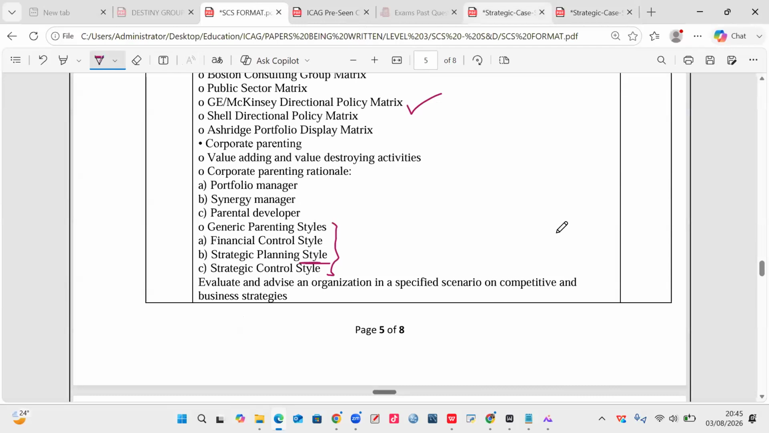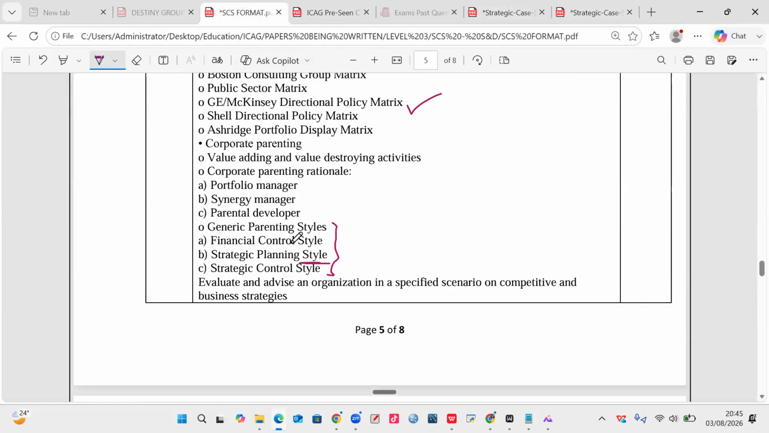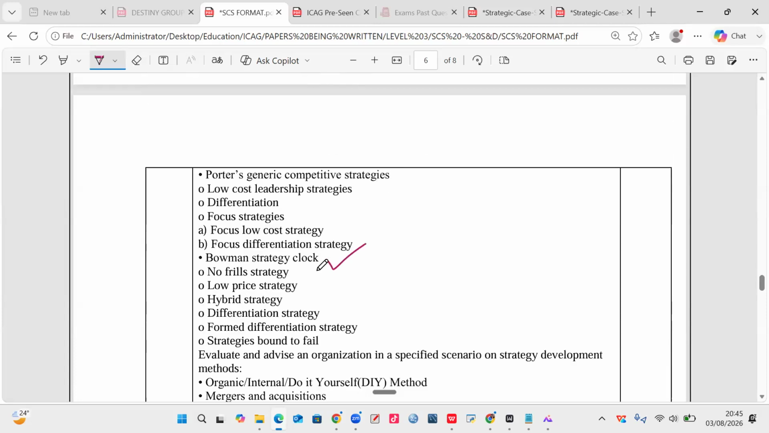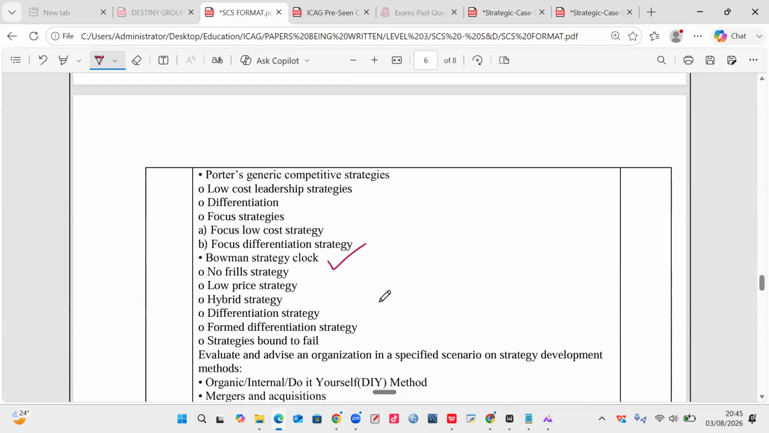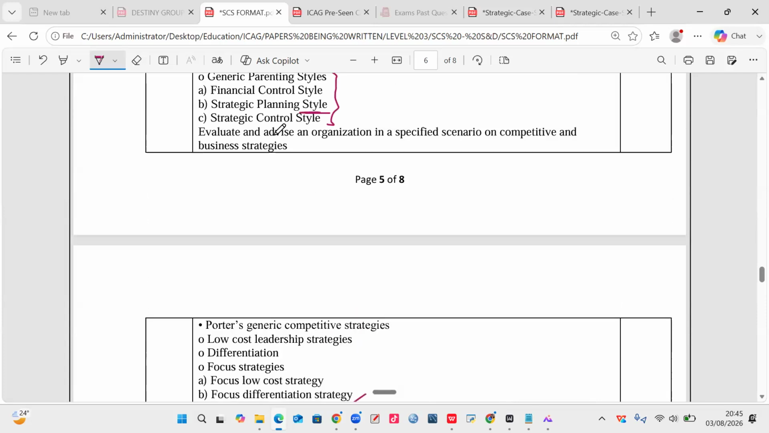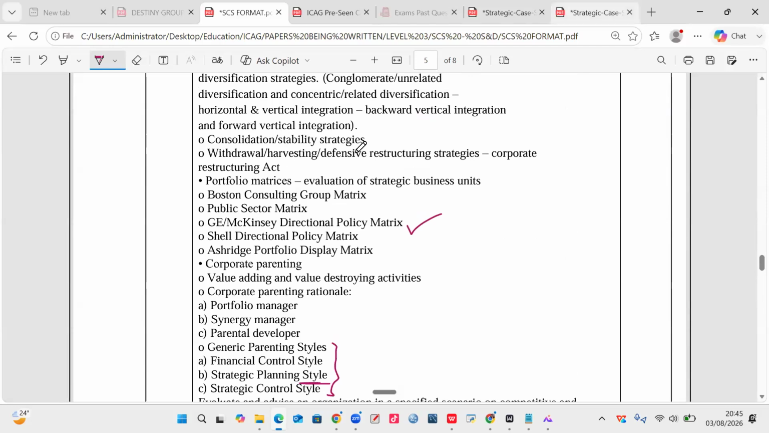And that was how many marks? Both 2, so 4 marks. So the type of organizational structure, what type is it? Is it this type? Is it this type? And the style, these are the styles, the management style. Okay, so that's it here. So the questions they will ask are just within the topics here. There are many, that's the only issue, but the questions are coming from the topics here.